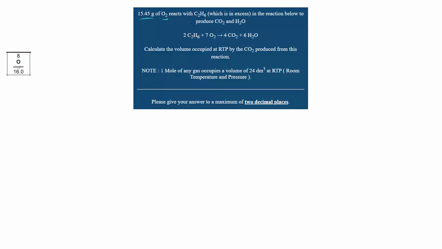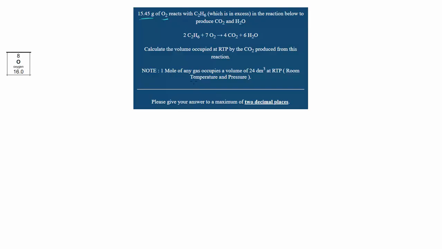We've been told that the C₂H₆ is in excess. What can we infer from that? Well, what we can infer is that in this particular reaction, all of the oxygen present reacts to produce the products, right? And what that means is we can use the value of the mass of oxygen, work it through the balanced equation, and effectively work out the specific number of moles of CO2 produced.